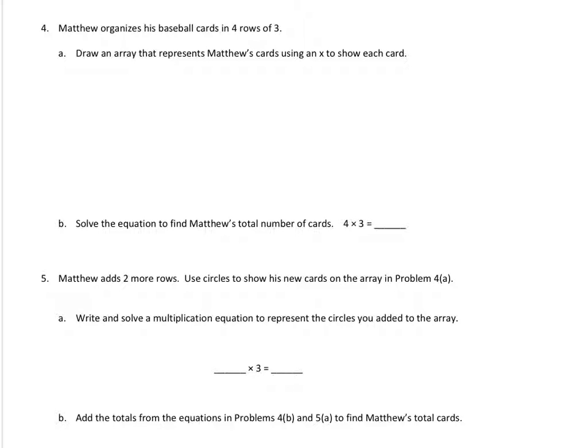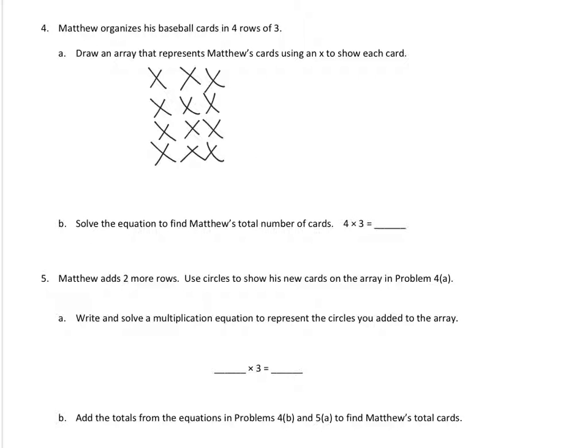4 rows of 3. 1, 2, 3. Okay, so I have 4 rows with 3 in each row. Notice I didn't use all my workspace because I know I'm going to have to add to it later.